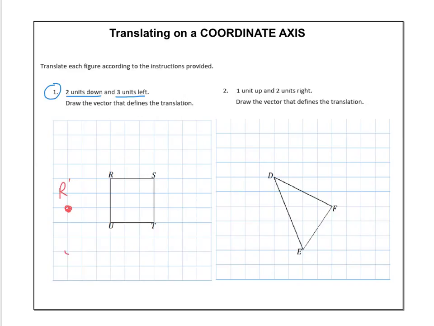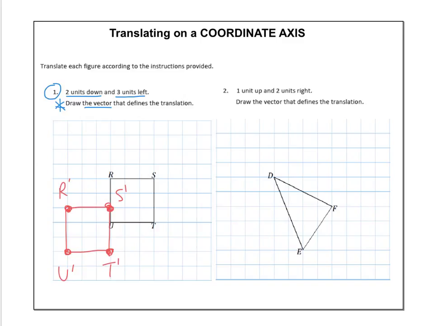Down 2 to the left 3, there's U prime. Down 2 to the left 3, there's T prime. And the same thing with S, there's S prime. We can connect to get our new square that has been translated. The second thing this question wants us to do is draw the vector that defines the translation.